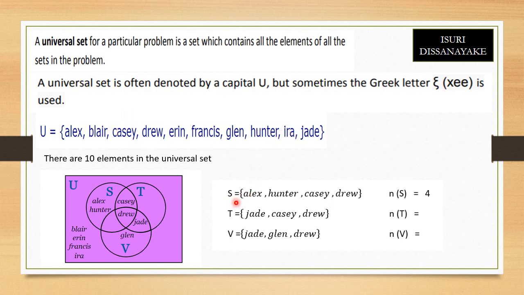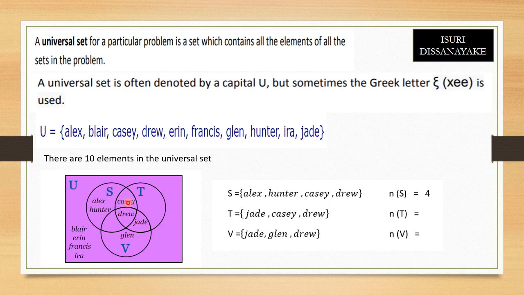So what do I do? The first thing here is, you can see the number of elements in set S, I have written it as 4. The number of elements in set T, you can write it as 3 over here. And the number of elements in set V, also 3. And if I am to input this information into this Venn diagram, Dave is common for all 3. So this is the region which shows the common area for all 3.